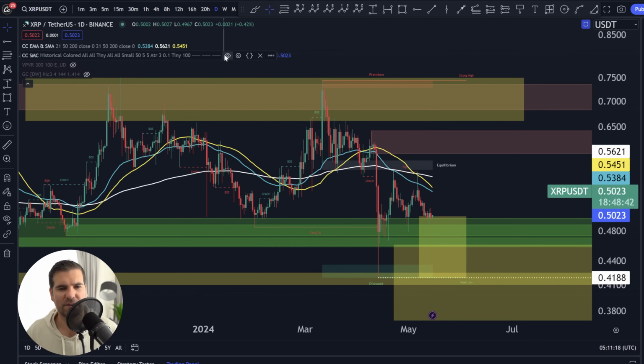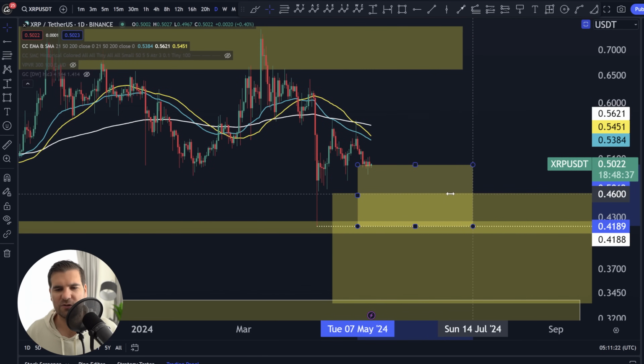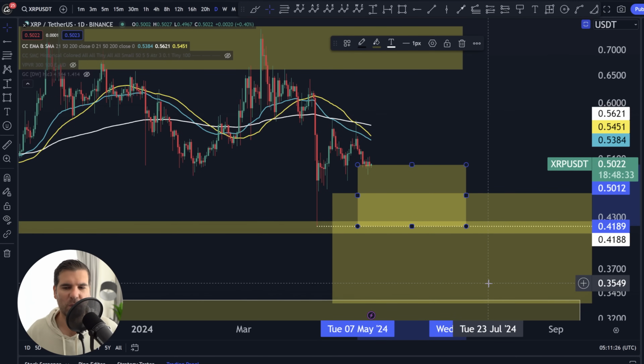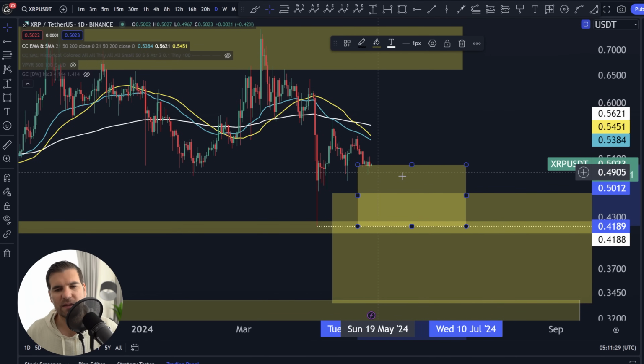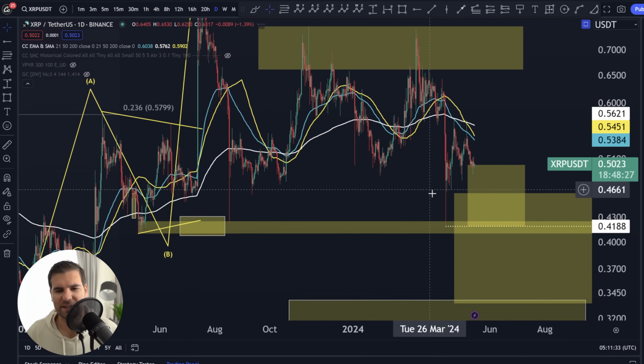Let me turn smart money concepts off, we don't need that right now. This area right here is an interesting zone. You can see that we've just gone back down into this range. It's basically between 41.89 and 50 cent. This area, of course, would be the area where there's a huge amount of demand. We can already see this in the price chart.